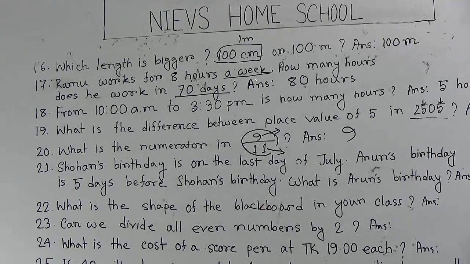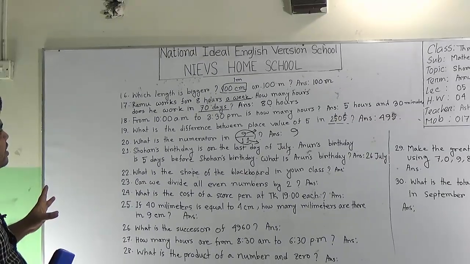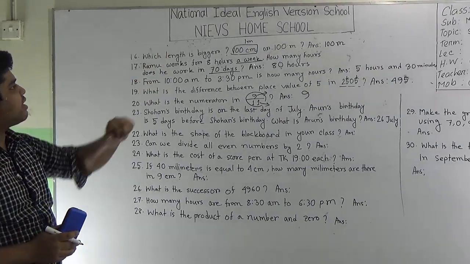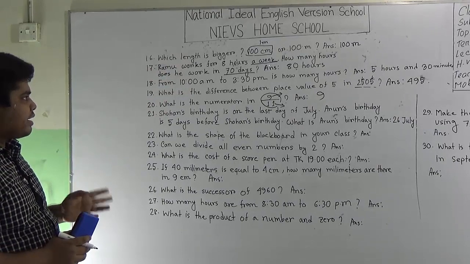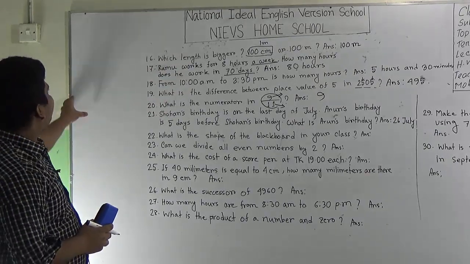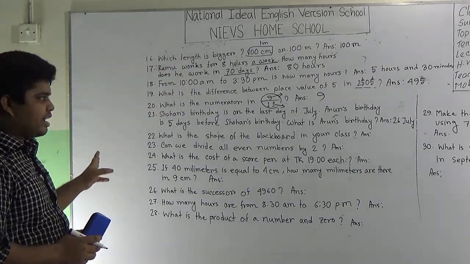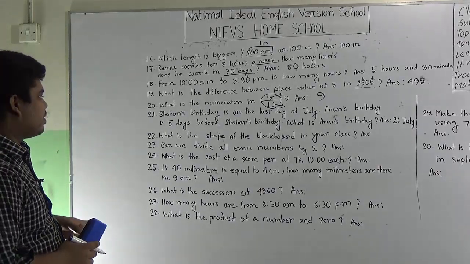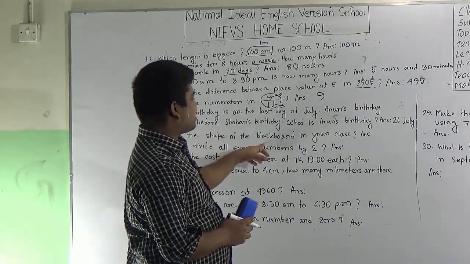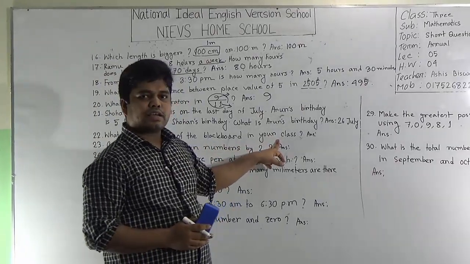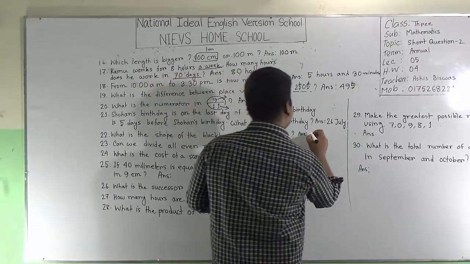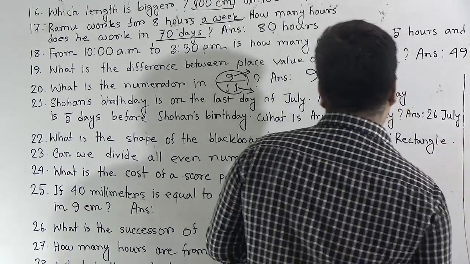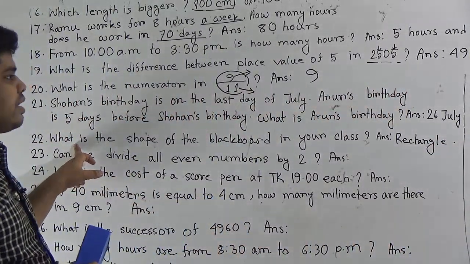The shape which has opposite sides equal and parallel and every angle a right angle is called a rectangle. So the blackboard is similar to a rectangle. So we can say that the blackboard is rectangular in shape. So what is the shape of the blackboard in your class? The answer will be rectangular, that means rectangle. Okay, question number 22 done.